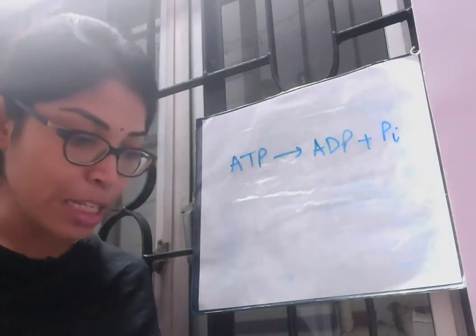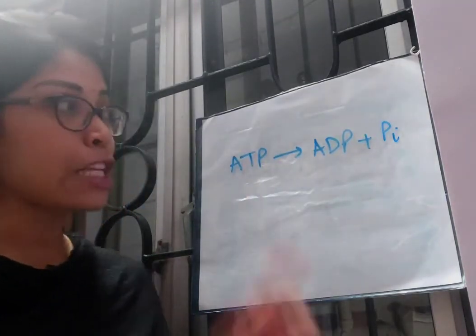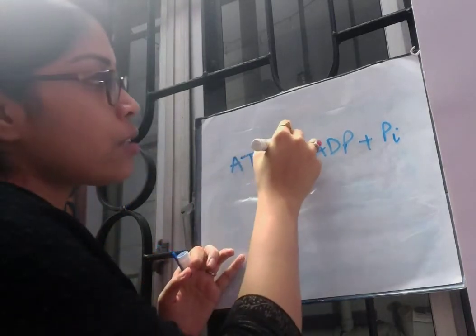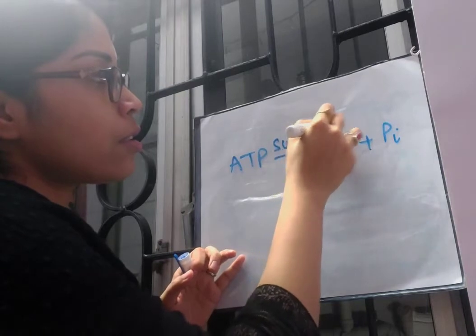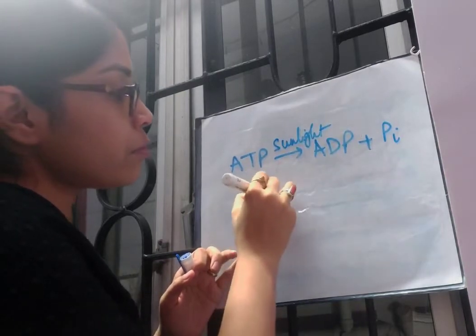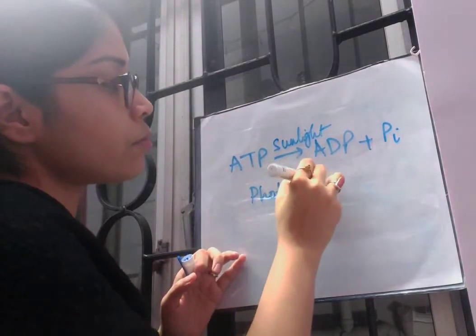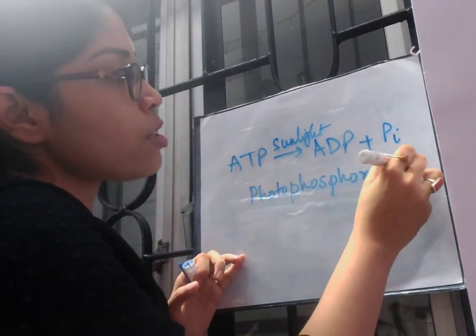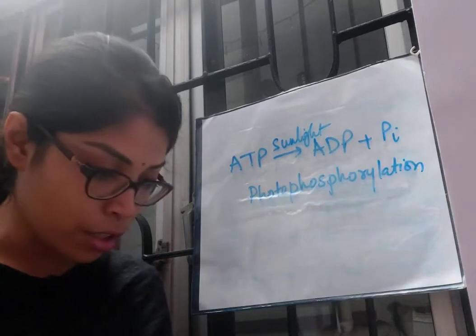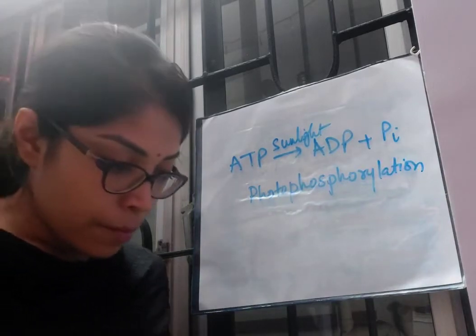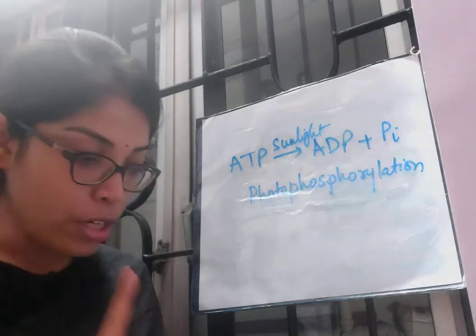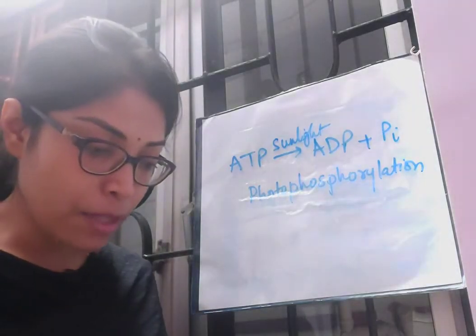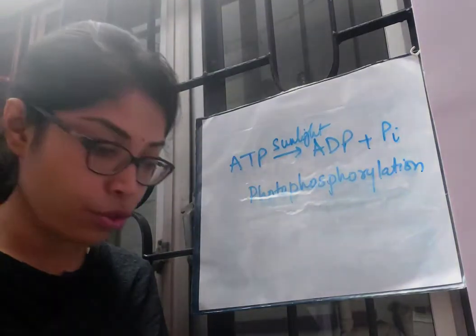Now this also takes place in the presence of light, sunlight, and this process is known as photophosphorylation. So this one, point number 5, is very important. Okay, the formation of ATP from ADP and Pi with the help of sunlight is termed as photophosphorylation.